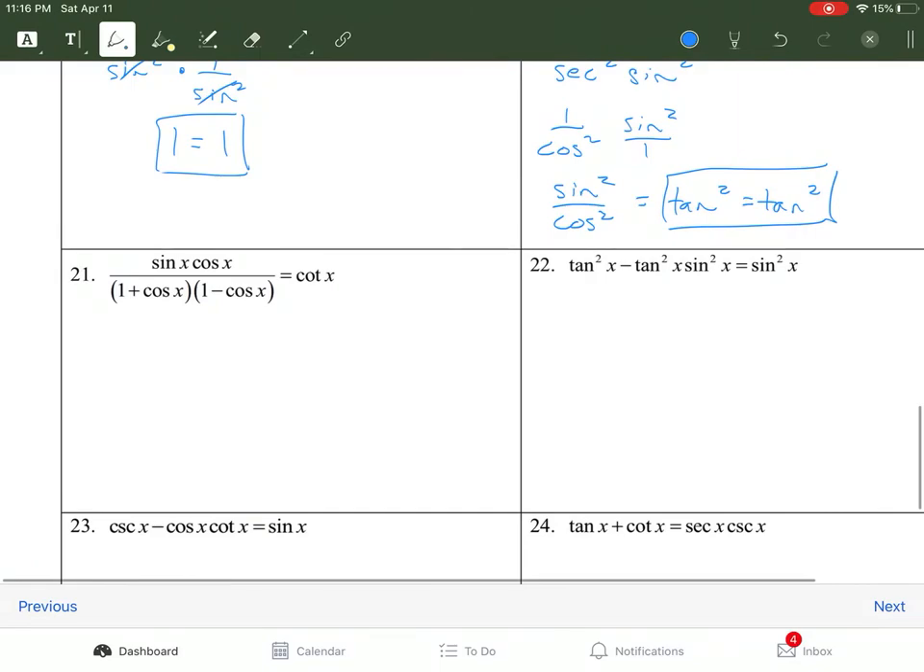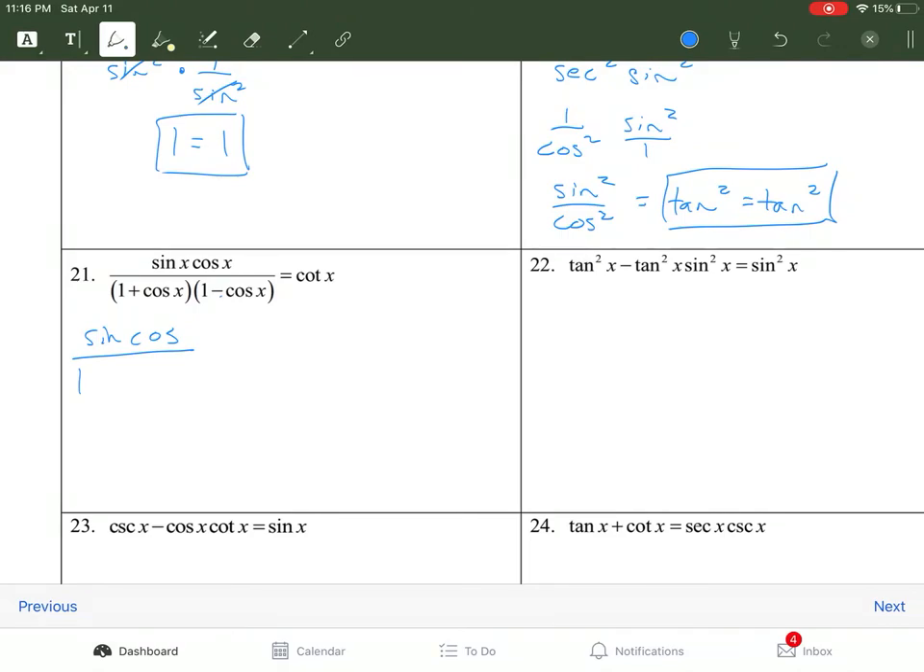Okay. Number 21. To do this, what we're going to do first is distribute the bottom. 1 times 1 is 1. Actually, I'm going to write the sine and cosine on the top. 1 times 1 is 1. 1 times negative cosine is negative cosine. Cosine times 1 is positive cosine. And cosine times negative cosine is negative cosine squared. All right, negative cosine and positive cosine will cancel. So I'll be left with 1 minus cosine squared.